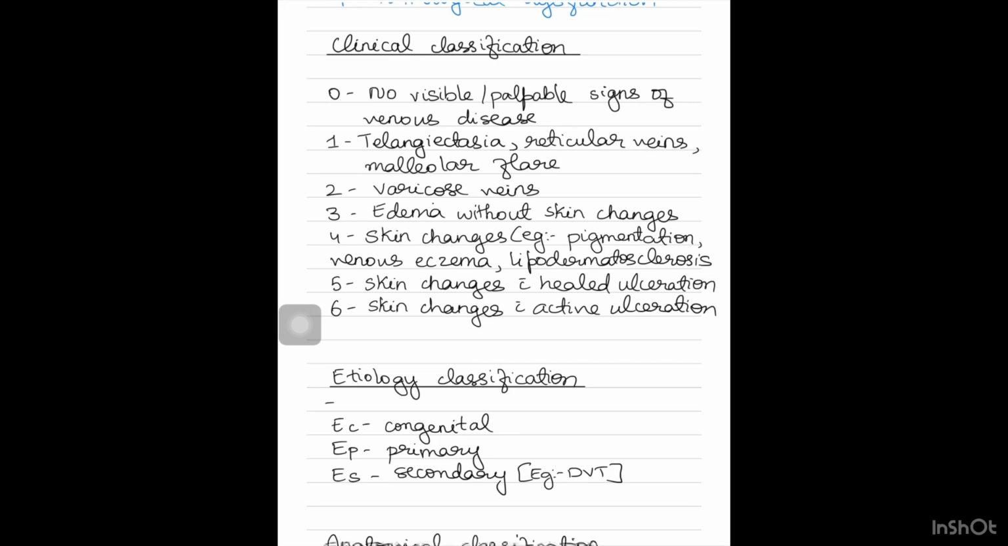Second is the varicose vein. After the varicose vein you see the edema, that is 3, and after the edema there will be inflammation and skin changes, that is 4. The skin changes are pigmentation, venous eczema and lipodermatosclerosis. And the next is after the skin changes there is ulceration. So by the time you examine, if the ulcer has healed, that is 5, and if the ulcer has not yet healed, it's still active, so that is 6.